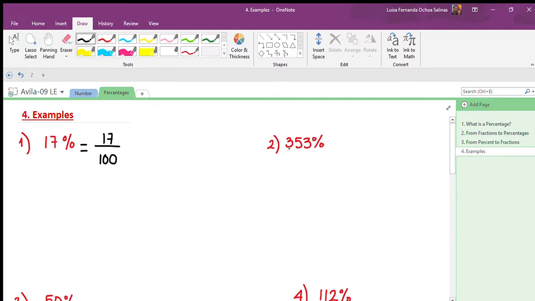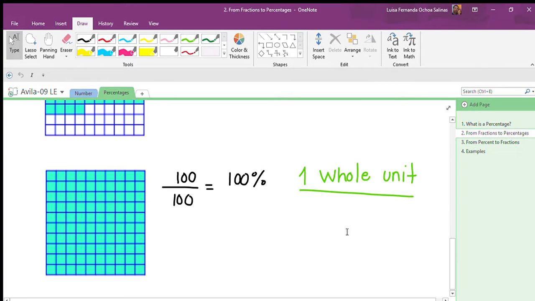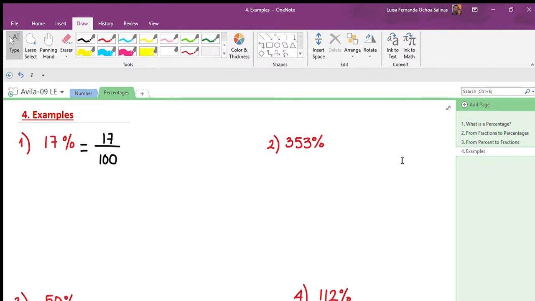Now let's look at this one, 353%. I want to point out something here, girls. When we did this exercise here before, I had a grid here with 100 squares. And with these 100 squares, I show you that all of them were shaded. So I had 100 out of 100, which is 100%. And I pointed out in this occasion that this was a whole unit. Agree? Because all of these ones are shaded. So it's one whole unit. So in this exercise, they're saying that I have 353%, which I know that is going to be more than one whole unit.